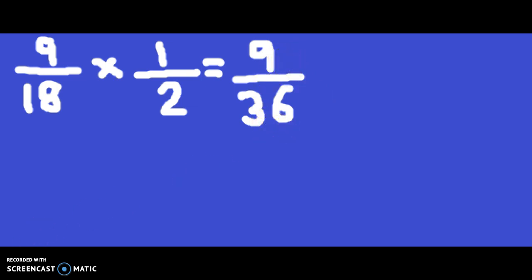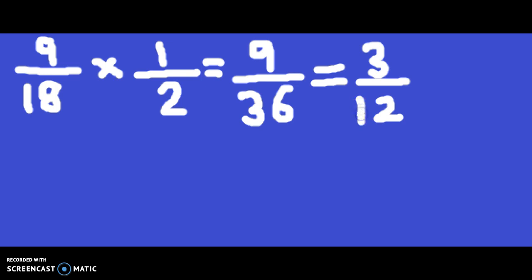And again, you need to simplify this. Always keep simplifying in your head, because we are going to get used to simplifying when timesing by fractions. Okay, so 9/36. Which times tables do they both go in? Right, they go in the 3 times table. So 3 times 3 is 9, and 3 times 12 is 36.